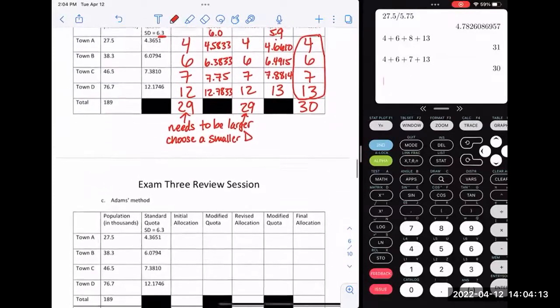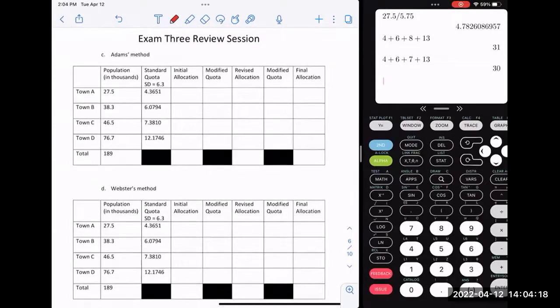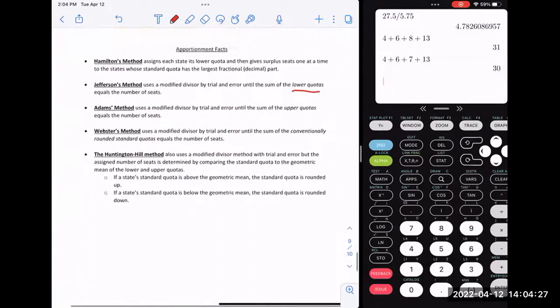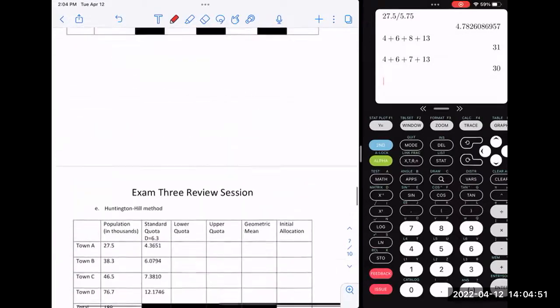All right, so then let's do the same thing with Adams's method. So it's the same problem, but we might have a different apportionment on this when we do it. That's pretty normal. So with Adams's method, what's the difference? Well, you look at the description on here, the description looks almost identical. Like if you look at Jefferson's, which we just did, and Adams's, they read almost exactly the same, uses a modified divisor by trial and error until the sum of the, and so this is the only difference is that Adams uses upper quotas, right? So it's still this trial and error process. It's just instead of rounding down, we're going to round up.